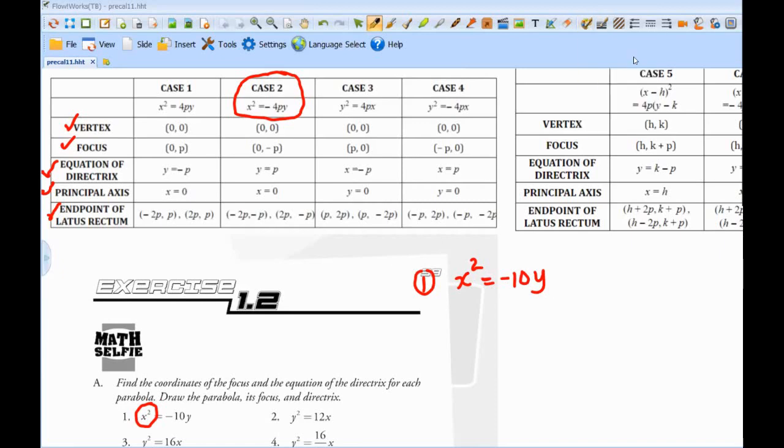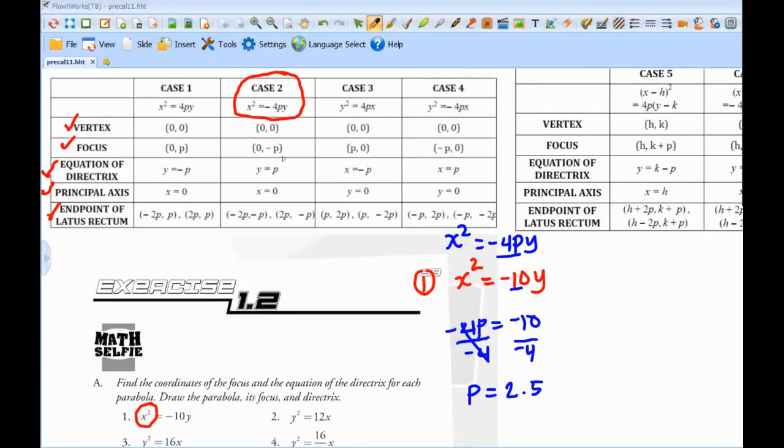Okay, let's start. This is negative 10. So the equation that we are going to use is on case 2: x squared equals negative 4py. So we will equate negative 4p to negative 10. We'll divide both sides by negative 4, so p will become equal to 2.5. That's your p.